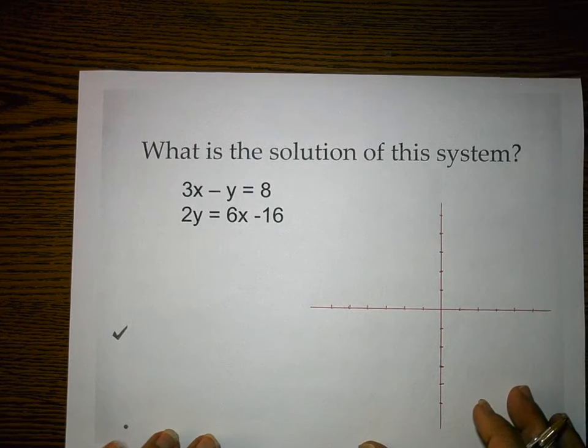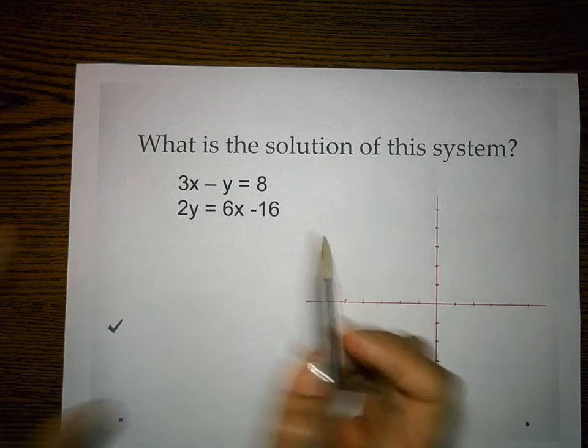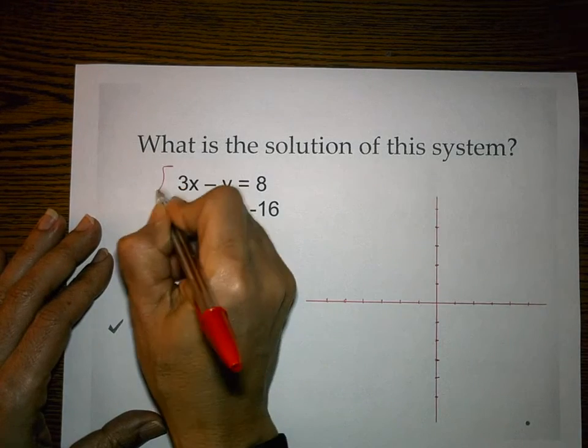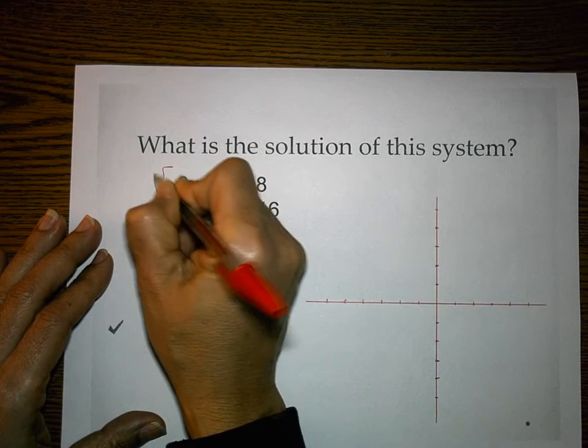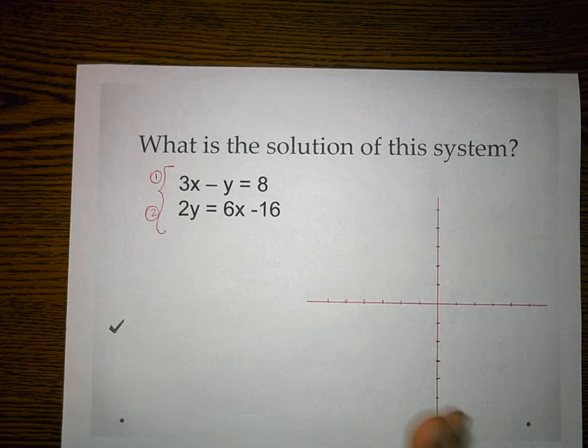What is the solution for this system? We have two lines. We don't know much about them. They look very messy over here. They're in different forms. It is up to you how you want to deal with these two lines. I'm going to label the top one number 1 and this bottom one number 2. I like to label them and keep them separately.